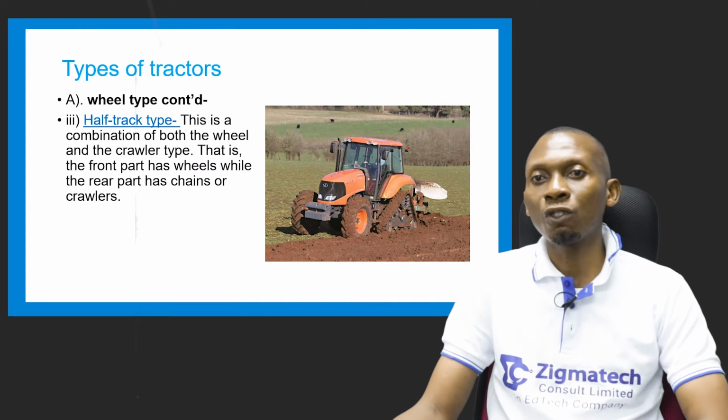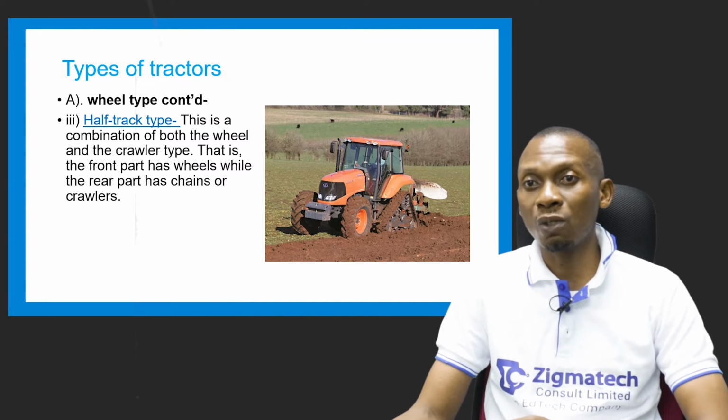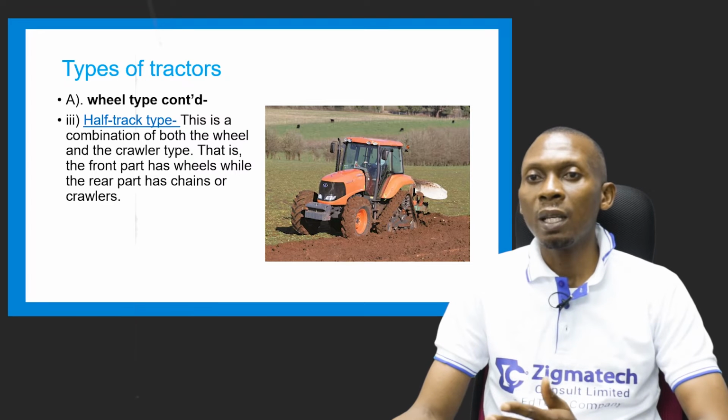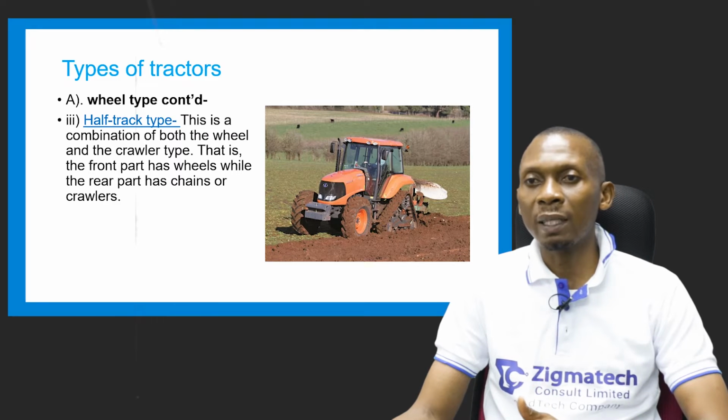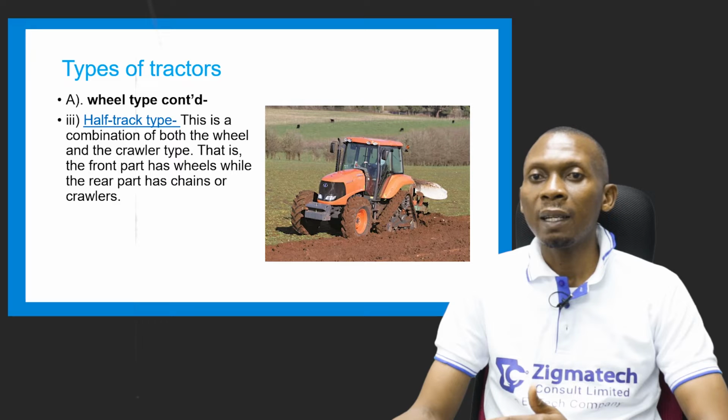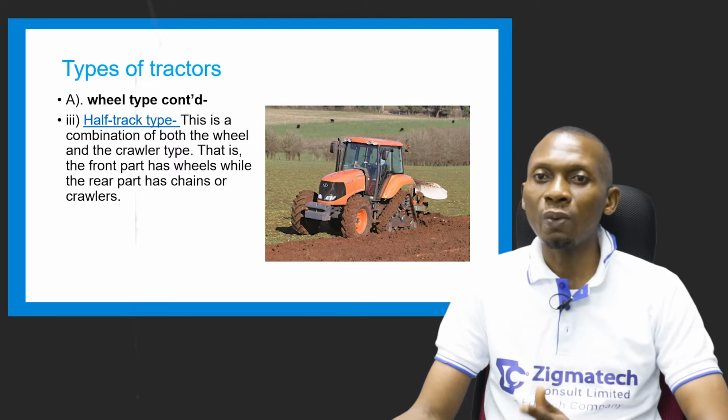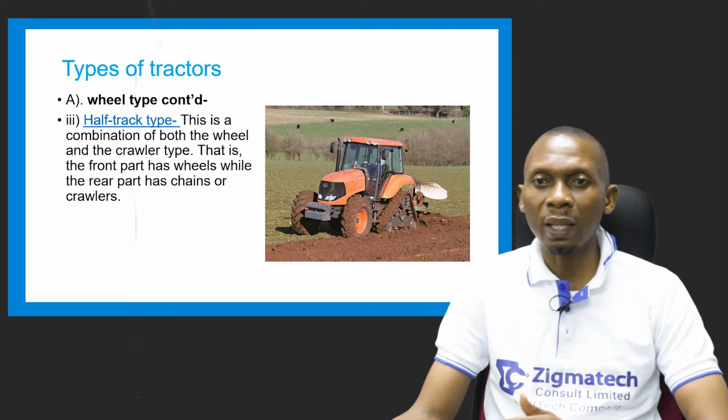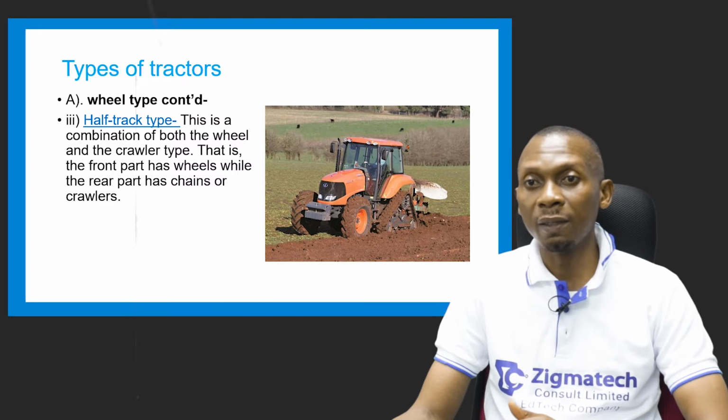Then we have the half track type, which is also a wheel type tractor. Now this has to do with a combination of both the wheel and the crawler type. So from the picture you can see that the front part has wheels and the rear part has chains or crawlers. So the crawlers are also called chains.